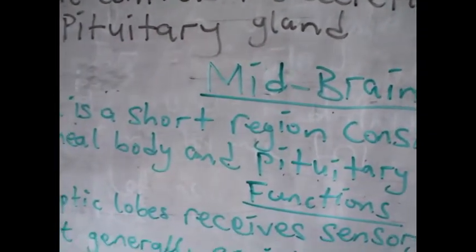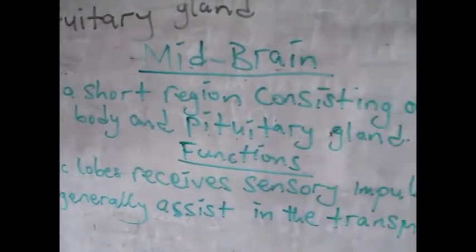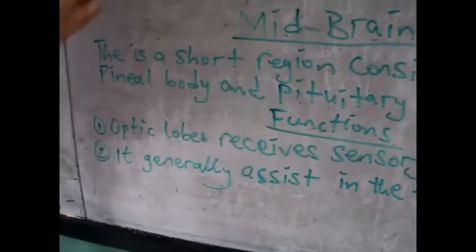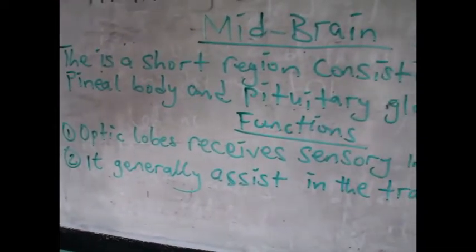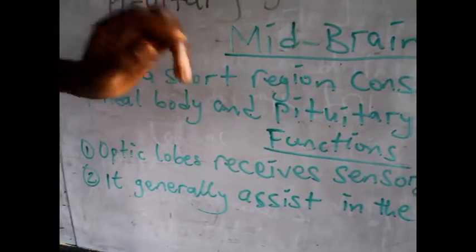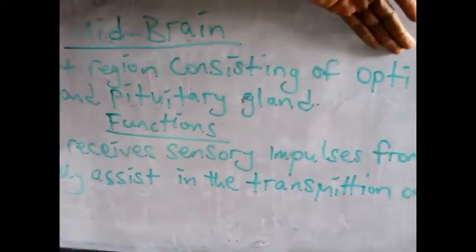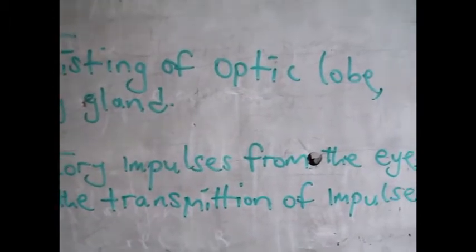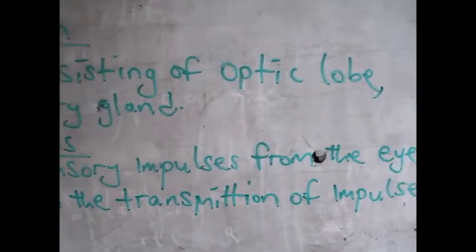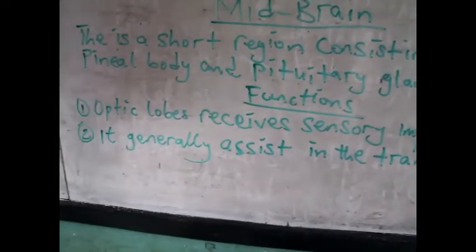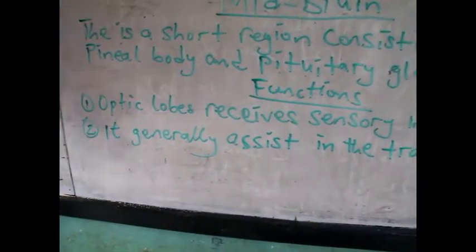This is a short region consisting of the optic lobe, pineal body, and the pituitary gland. So the midbrain is made up of three parts. We have the optic lobe, we have the pineal body, and the pituitary gland. The optic lobes here, from the word optic, has to do with sight. This is the part of the brain that controls vision. It helps you to see, it interprets images, and lets you know what you have seen.